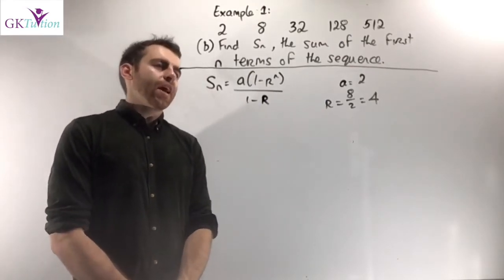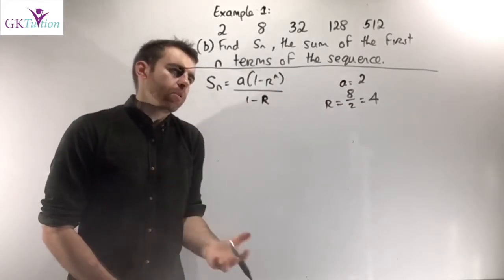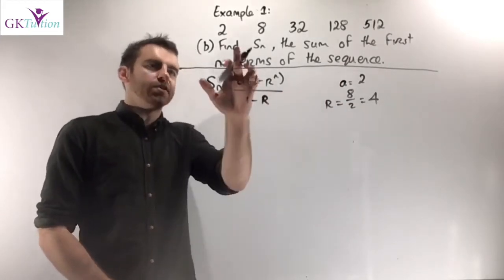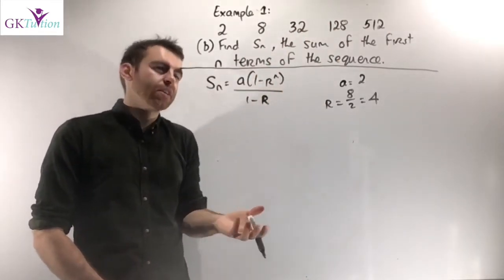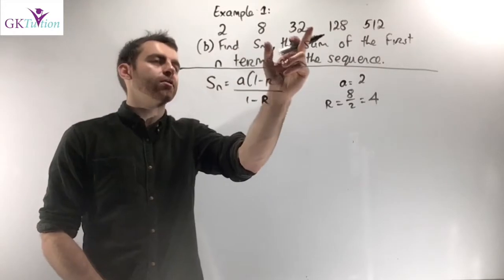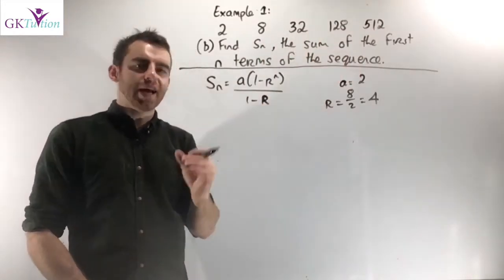Supposing I asked you to find Sn, the sum of the first n terms of the sequence. Remember, for example, S5 is the first 5 terms added together. If you're asked to find S5, it would actually be easier to just add 2, 8, 32, 128 and 512. But supposing we were just asked to get that Sn.